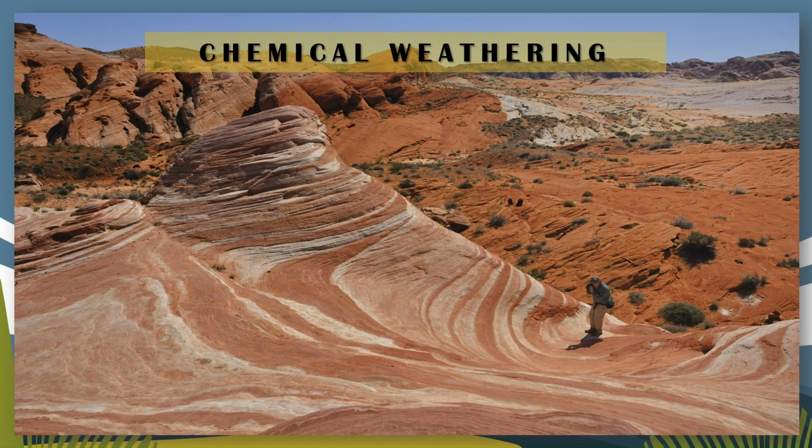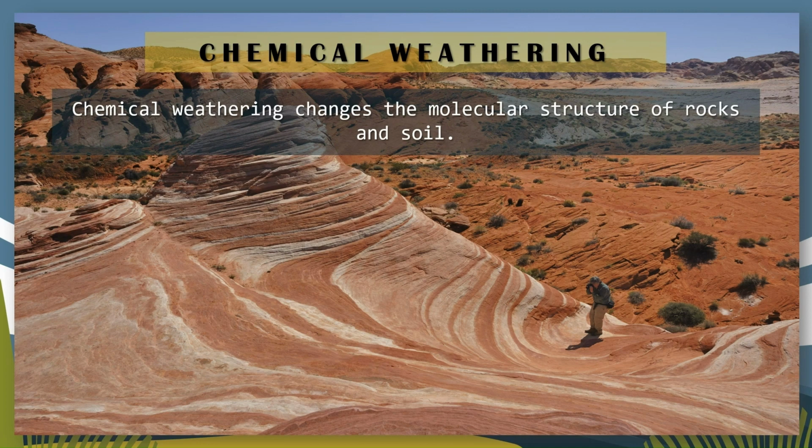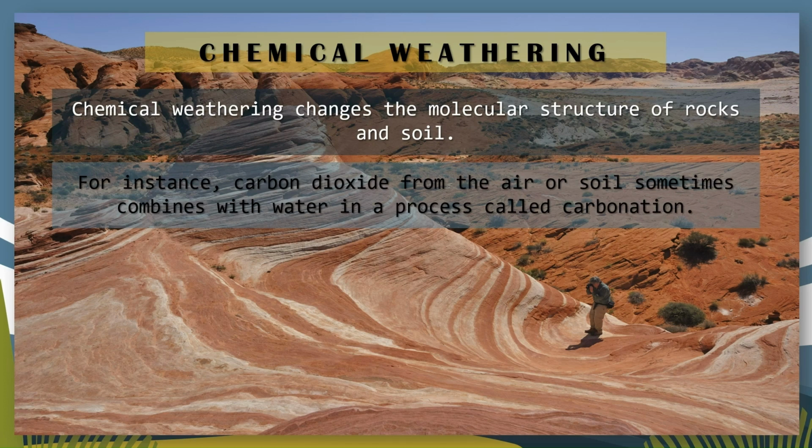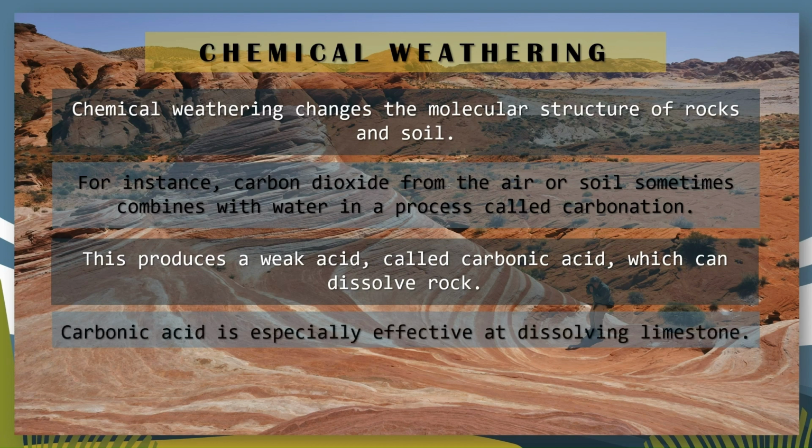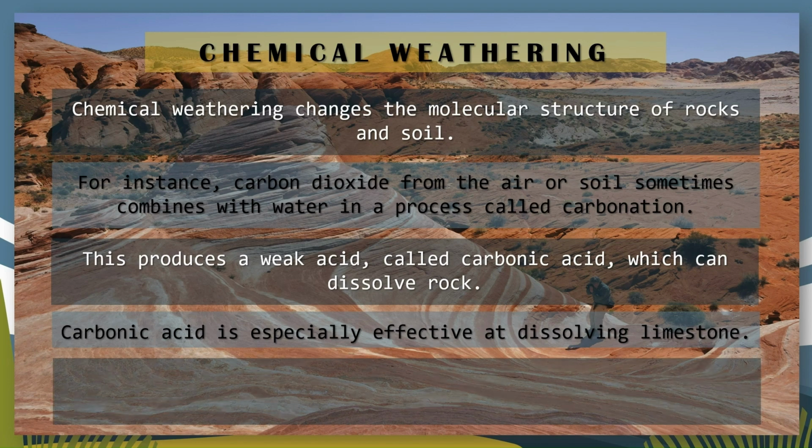Next, you have the chemical weathering. Chemical weathering changes the molecular structure of rocks and soil. So, for instance, carbon dioxide from air or soil sometimes combined with water in a process called carbonation. This carbonation produces a weak acid called carbonic acid which can dissolve rock. Akala mo yun? Merong kayang makatunaw sa bato, carbonic acid, especially effective at dissolving limestone.